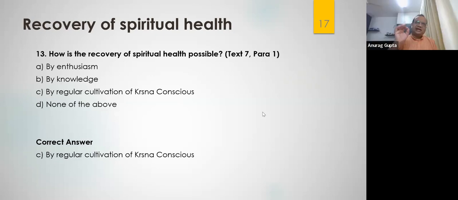We studied that pure devotional service is Papa Haratvam. And then we studied it is Bija Haratvam. Then it is Avidya Haratvam. So pure devotional service destroys the Papam, the Bijam, and the Avidya also. It destroys the root cause. Pure devotional service. So the same thing you are studying here.